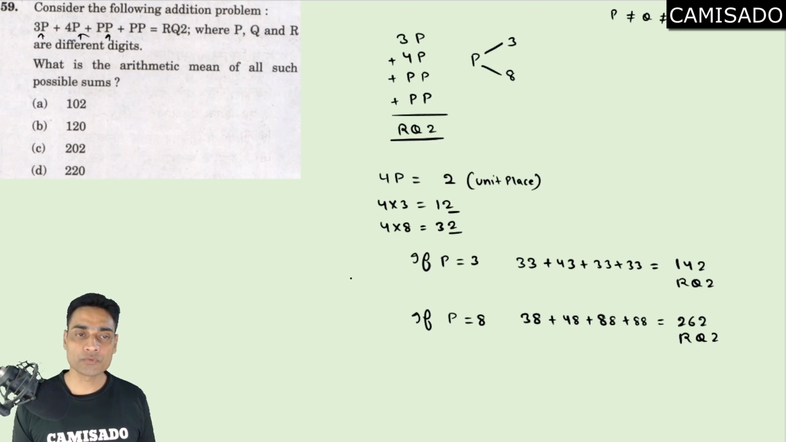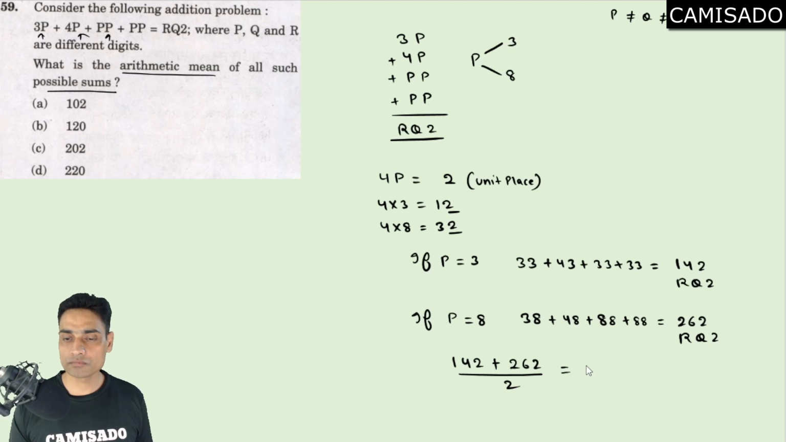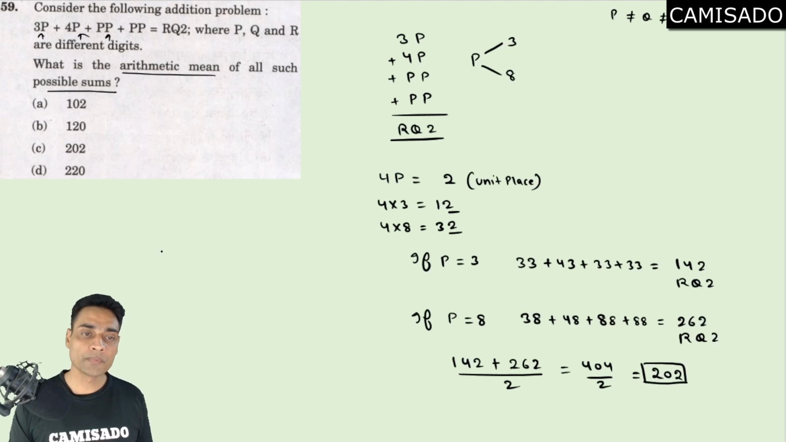Now we have to find the arithmetic mean of all such possible sums. So the arithmetic mean means 142 plus 262 divided by 2. It will be equal to 404 divided by 2, which is 202. So 202 will be the arithmetic mean of these numbers. Fine.